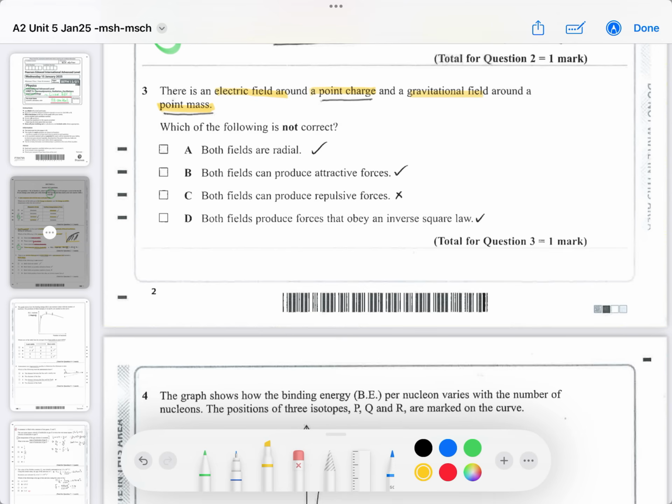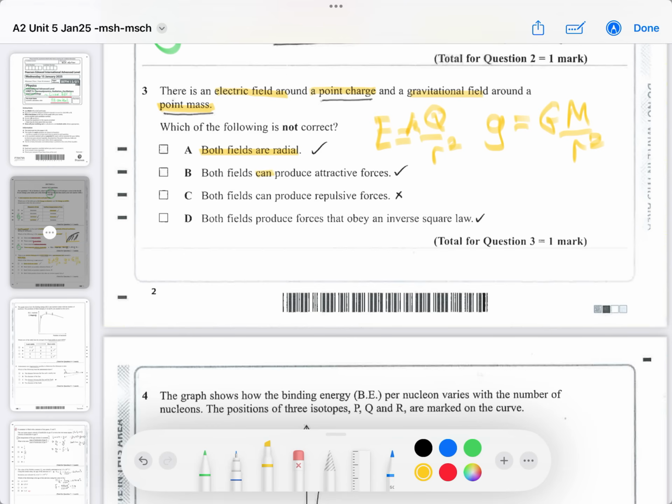So both of these are radial because the electric field decreases with distance. If you think about it, for a charge it will be kq over r squared, and for a gravitational field it will be GM over r squared. So mathematically, they are very similar. Well, they are the same.